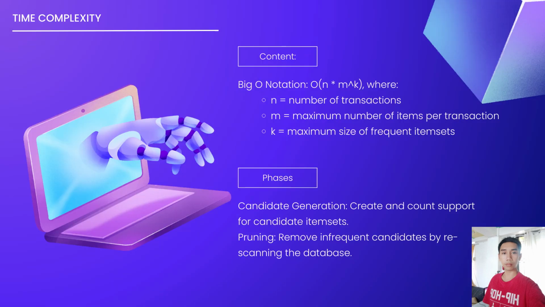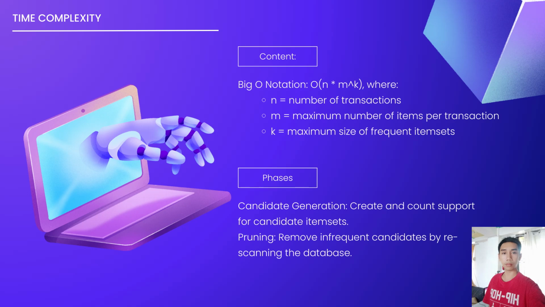Time complexity. Understanding the time complexity of the Apriori algorithm is essential for evaluating its efficiency, scalability, and performance. The time complexity is typically expressed in terms of n, m, and k, where n represents the number of transactions, m denotes the maximum number of items per transaction, and k signifies the maximum size of frequent item sets.